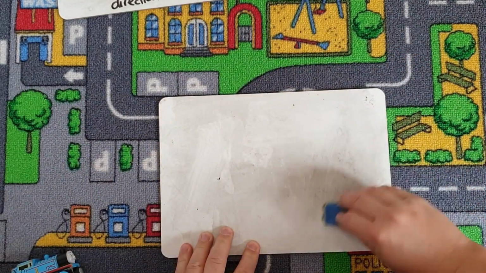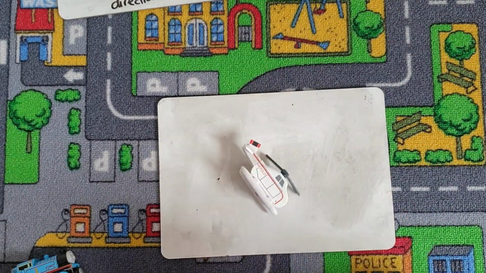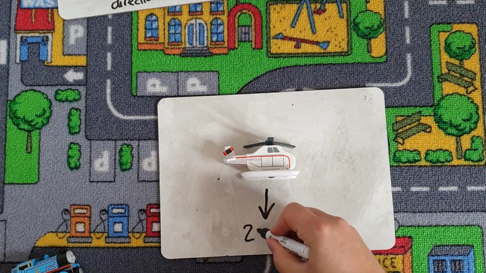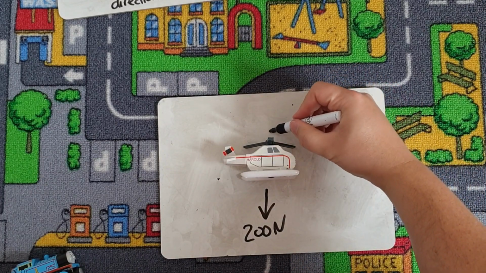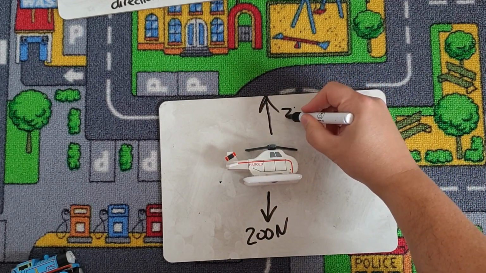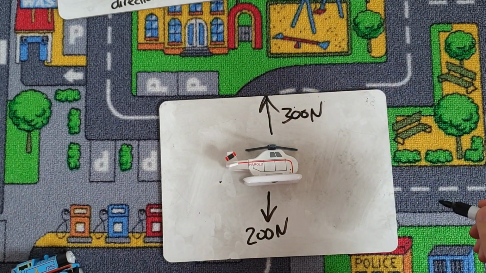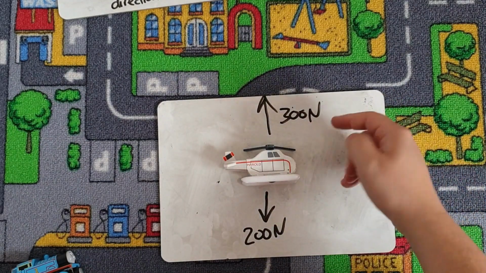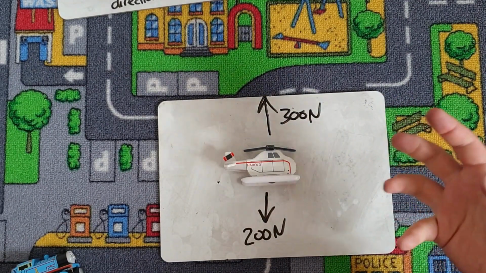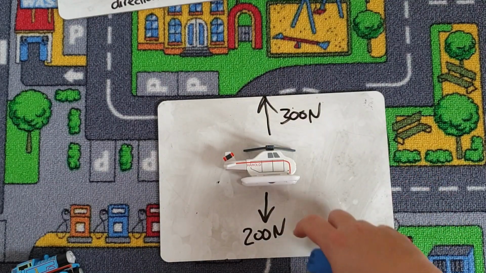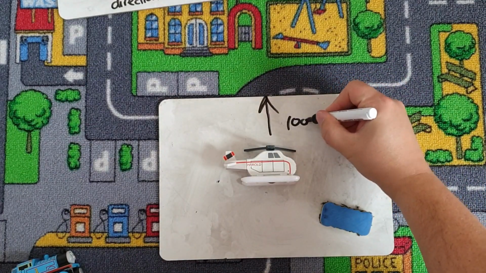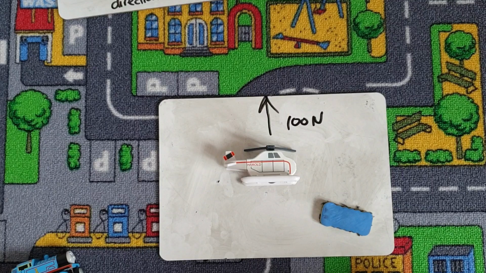So if we had a helicopter, and we'll say the weight is 200 newtons, the lift is 300 newtons, and we'll just leave it at that. We'll just make it a nice easy example. How can we simplify that? Well, they're in opposite directions, so we need to subtract them. So we have 300 minus 200, which leaves us with 100 newtons that way. And that's how you can work out resultant force.